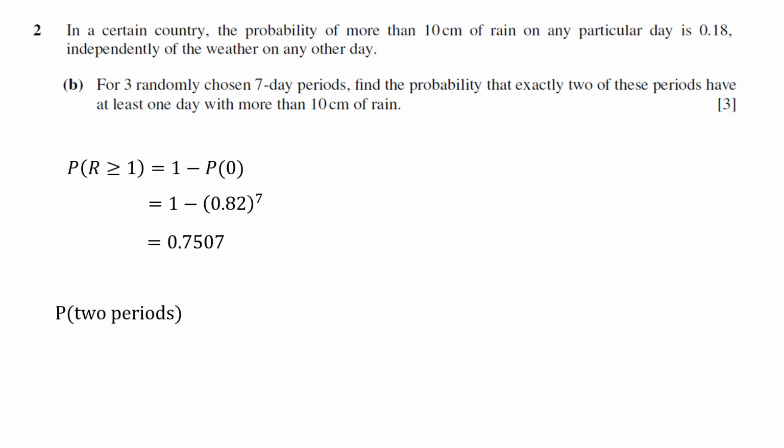Now, in order to find the probability of exactly 2 periods, it is going to be equal to 3 combination 2, which means out of 3 periods we are going to choose 2 of them where they have at least 1 day with more than 10 centimeters of rain, multiplied by 0.7507 to the power 2, multiplied by the probability of not having at least 1 day with more than 10 centimeters of rain, which is 0.2493, or 1 minus 0.7507, and that will simplify into 0.421.